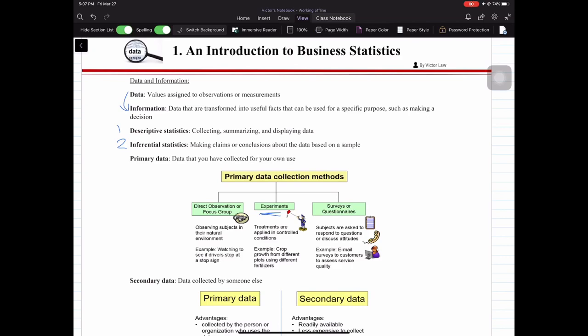And there are two types of statistics: descriptive statistics and inferential statistics. Descriptive statistics is when we're collecting data, we're summarizing data, we're displaying data. So that's the first stage. Inferential statistics is when we're making a conclusion based on the data that we collected from a sample, and the conclusion that we're making is a conclusion on the overall population.